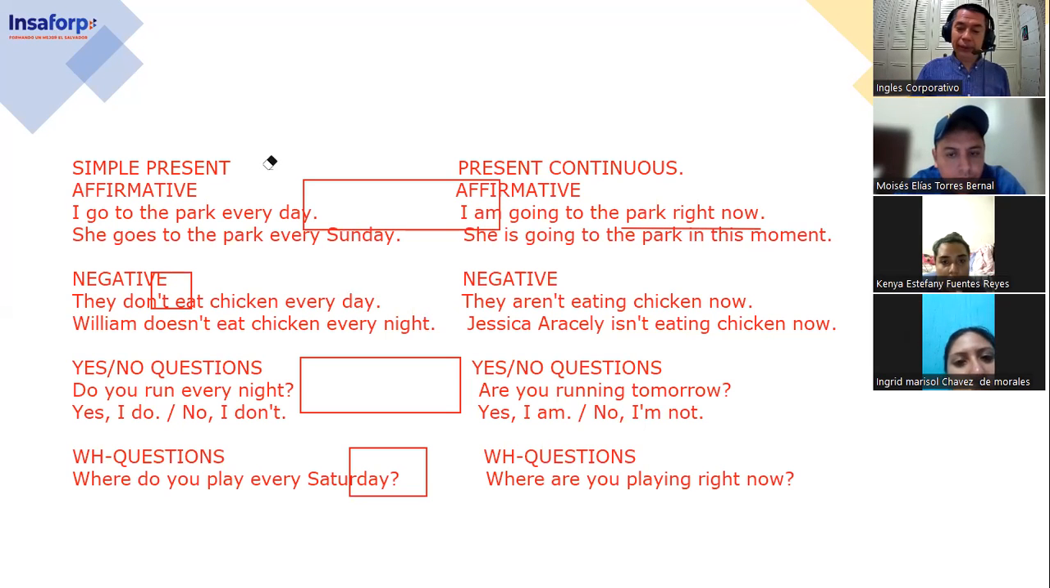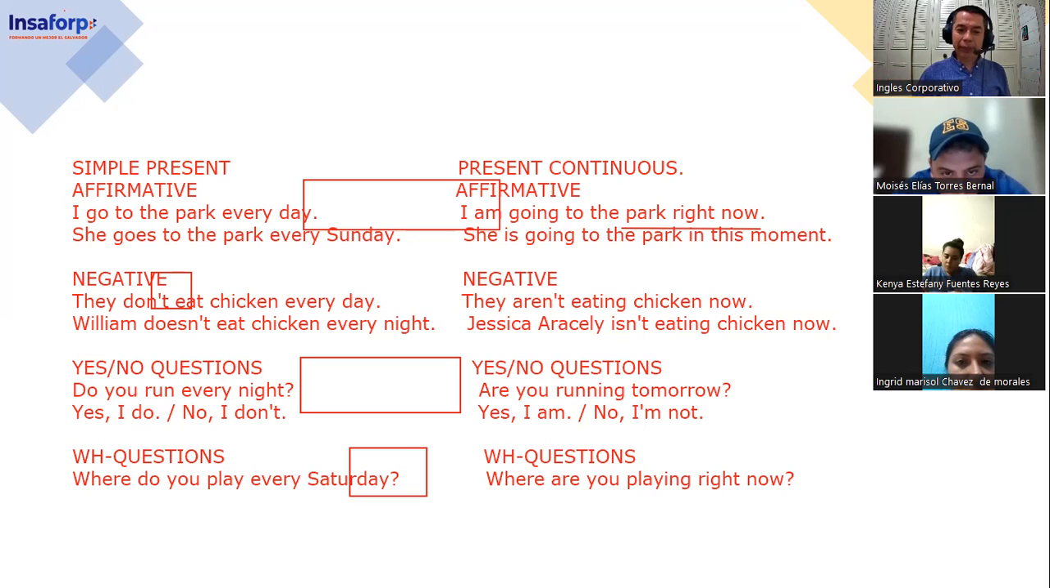¿Tienen preguntas? Ajá, Ingrid. Ok, dígame, Ingrid. A mí me cuesta mucho lo de los auxiliares. Ah, va. Muy bien. Excelente. Solo quiero aclararle, Ingrid, que en el caso del presente simple, el auxiliar siempre va a ser do y does, ¿verdad? Y en el caso del presente continuo, el verbo to be. Ese es el auxiliar: am, are, is. ¿Estamos claros con esos auxiliares? Yes, teacher. El verbo to be para el presente continuo y do y does para el presente simple. Ok, muy bien.